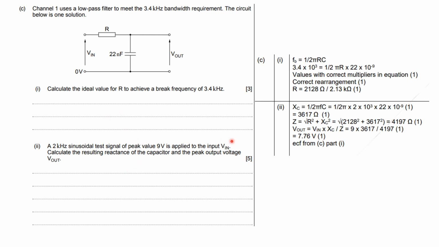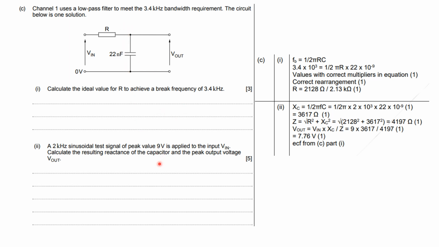So the first one then, that's dead easy. We're just rearranging that to make R the subject. Next one, XC first of all. Work that one out to be that. And then notice the Z value, it's the square root of R squared plus XC squared. Do all of that, and then once you've done that, you can find V out. Because V out is like a potential divider. It would be this resistance, which is XC, over the total resistance, which is Z. So it'll be XC divided by Z times your V in, and your V in is 9 volts.